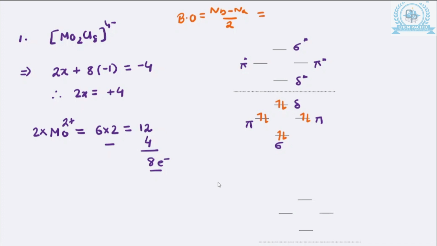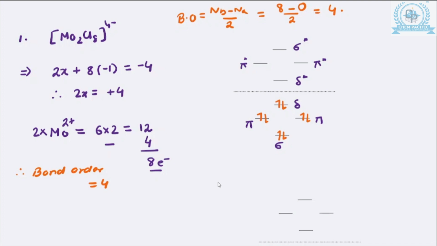So ये कितना हो गया, total you are having 8. You see antibonding में कोई electrons है ही नहीं. This is equal to 0 divided by 2. So this is equal to 4. So the bond order is 4. Therefore the bond order is equal to 4.